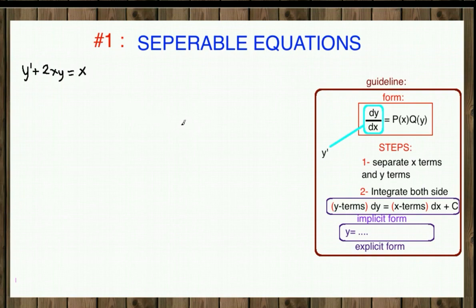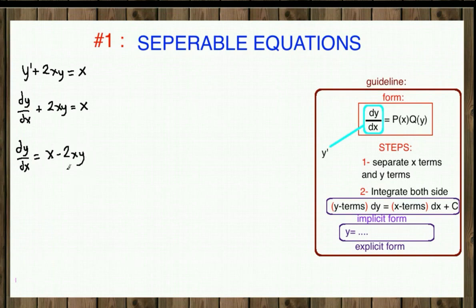Our first step is to convert y prime to dy/dx. Let's do that. So dy/dx plus 2xy equals x. Our second step is to subtract 2xy from both sides. So what we're going to get is dy/dx equals x minus 2xy.